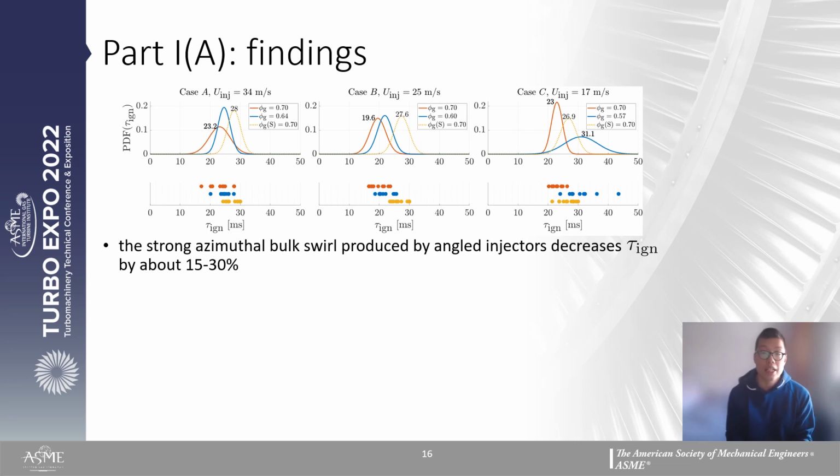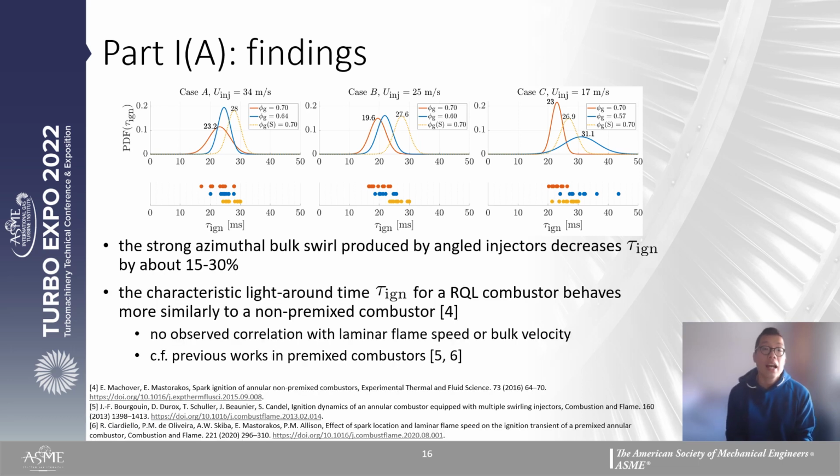And in this study, we do not observe any clear correlation of the ignition time with either the bulk velocity or the laminar flame speed, which is related to the equivalence ratio. This is in contrast to previous works performed in pre-mixed annular combustors. In the current setup of a rich-quench-lean, RQL, mode, the light-around behavior is more similar to that of a non-premixed combustor.